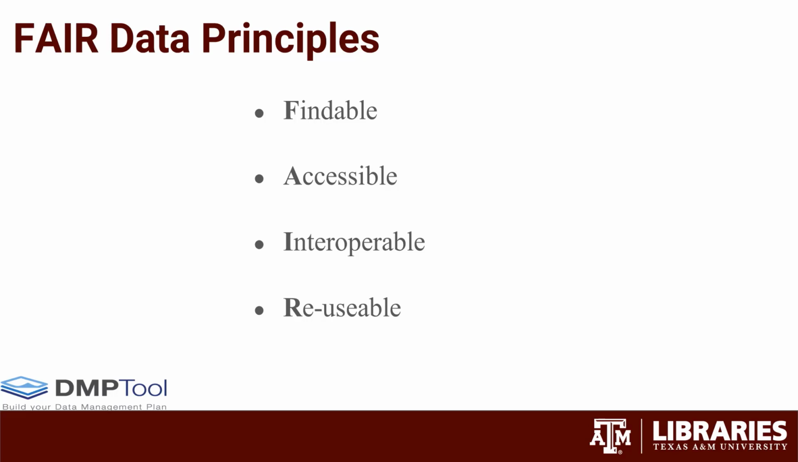Machine-readable metadata are essential for automatic discovery of datasets and services. A means accessible. Once the users find the required data, they need to know how they can be accessed. I means interoperable. The data need to be integrated with other data.